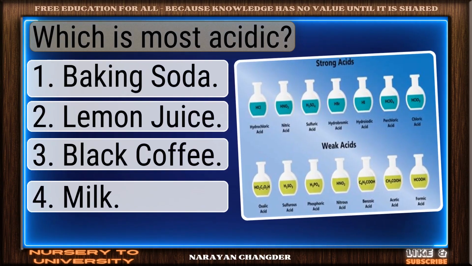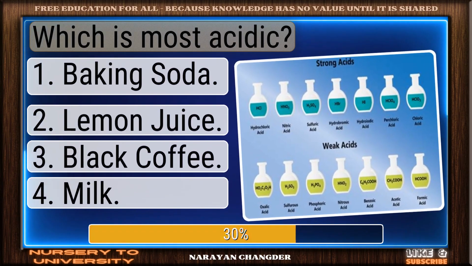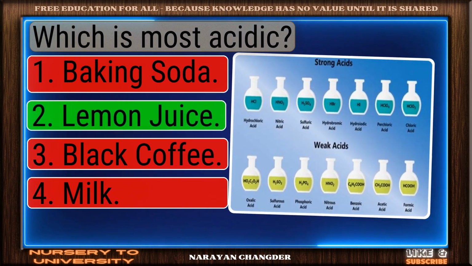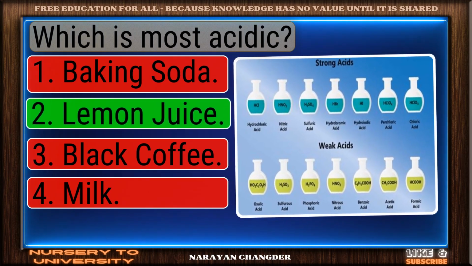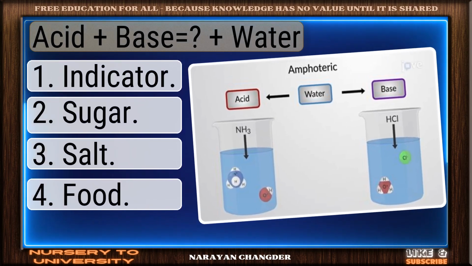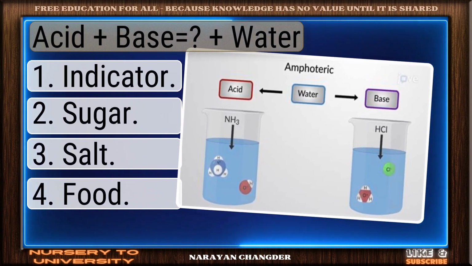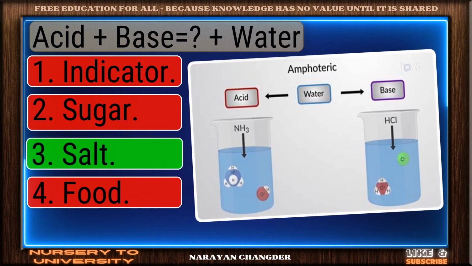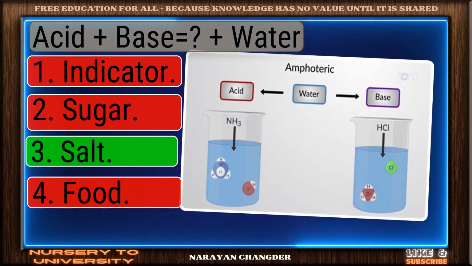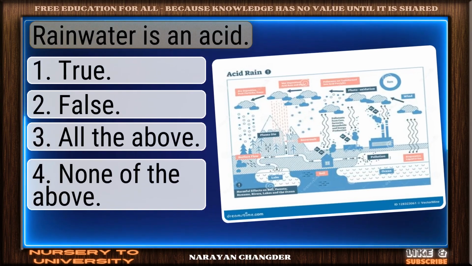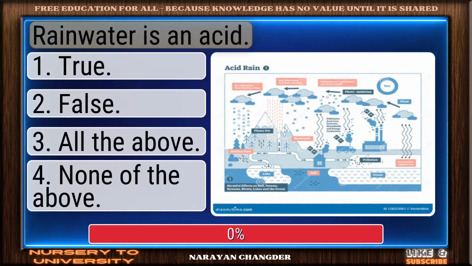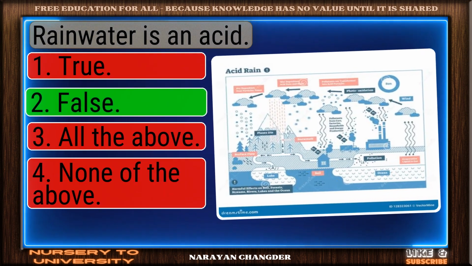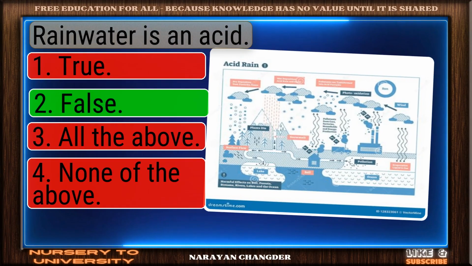Question number 239. Which is most acidic? Correct response. Lemon juice is the most accurate answer. Question number 240. Acid plus base equal to? Plus water? Nicely done. Salt is a solid answer. Question number 241. Rainwater is an acid. Exactly. False makes sense, and it is the right choice.